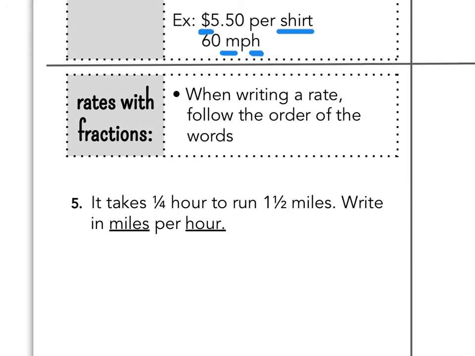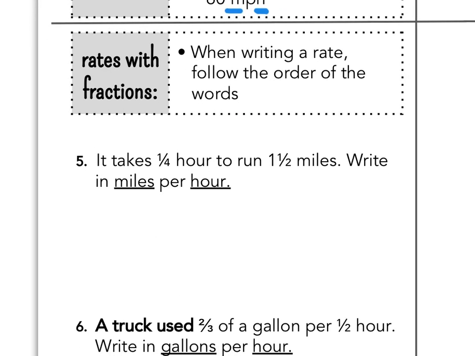Now let's take a look at the bottom left, and on the bottom left here we have rates with fractions. And here in the box it says when writing a rate, follow the order of the words. So for number 5, it says it takes 1/4 of an hour to run 1.5 miles. Write in miles per hour. So we're going to write the rate as miles per hour. So this is what I mean to follow the order of the words.